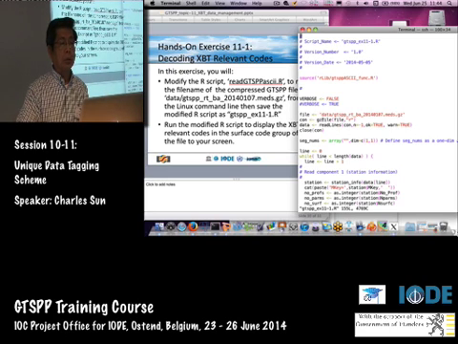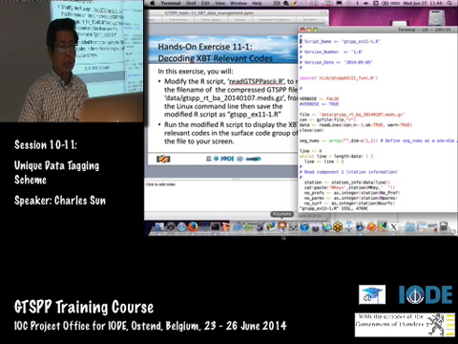Earlier I told you the easy way to read a file is called file here. But since this is compressed, it's binary, R has another way to read a compressed file directly, without uncompressing it first. By doing that, you have to say gzfile. Okay, so that's the difference.